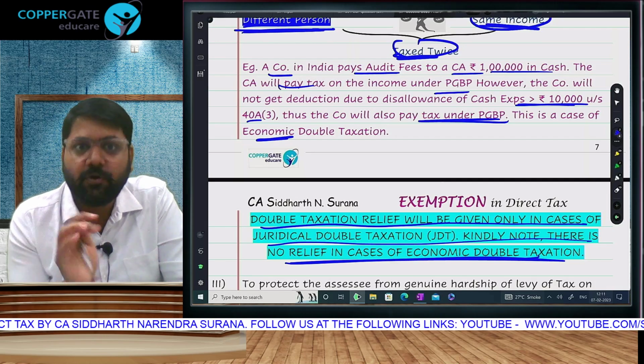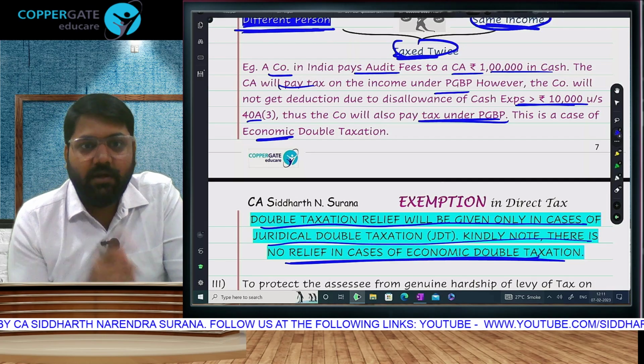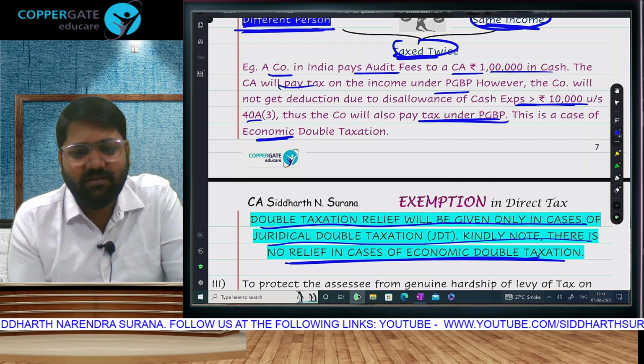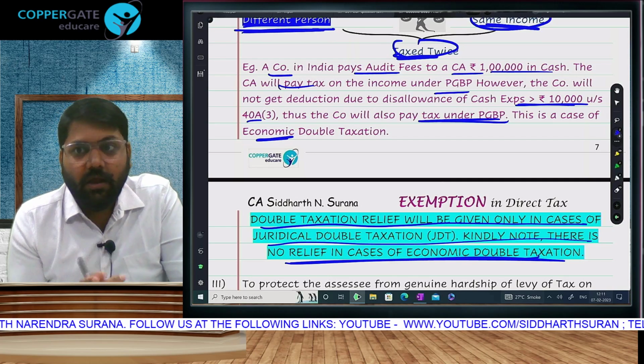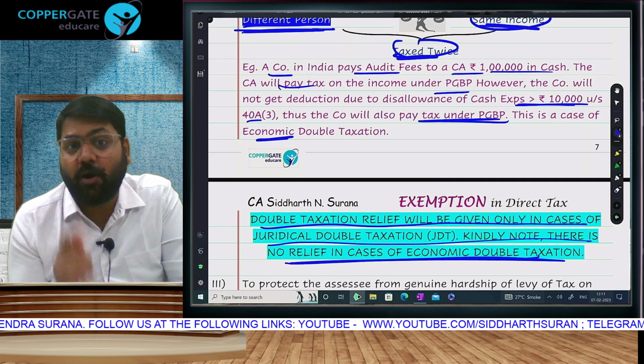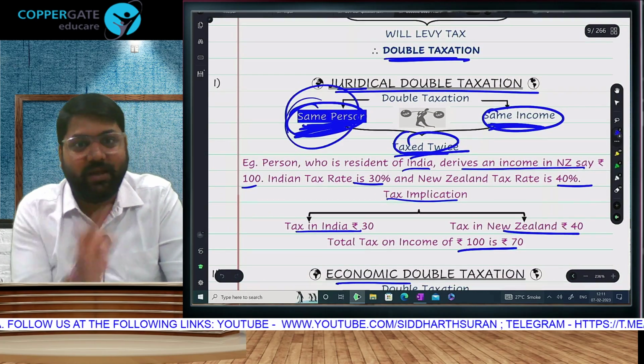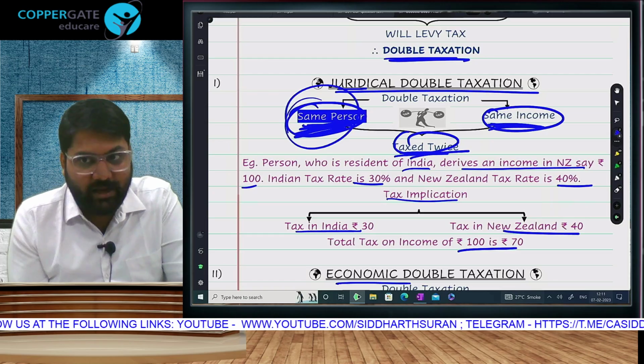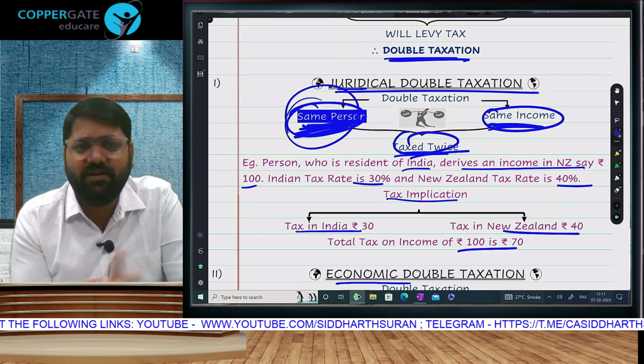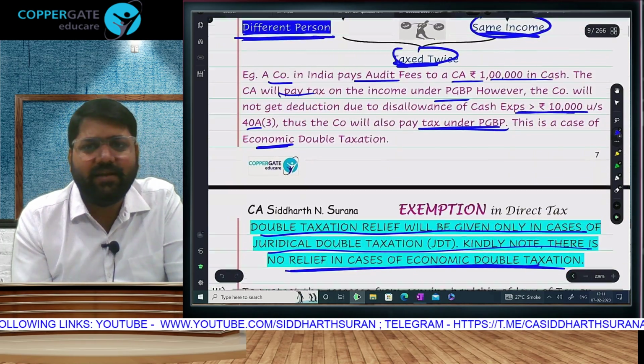Did we take twice from you? You don't have any hardship. And you, the company, you have done the violation. You are paying only once. Government is getting twice, that is not your problem. You are paying only once. देखो juridical में same person के pocket से it is going in both countries. But under economic it is being paid by different assessees. So you don't get any relief.